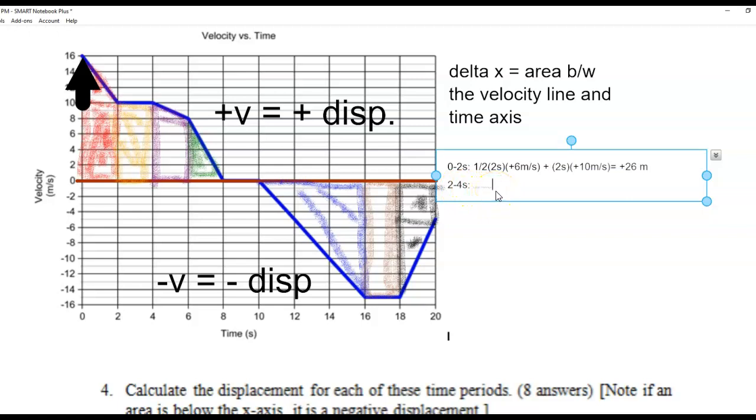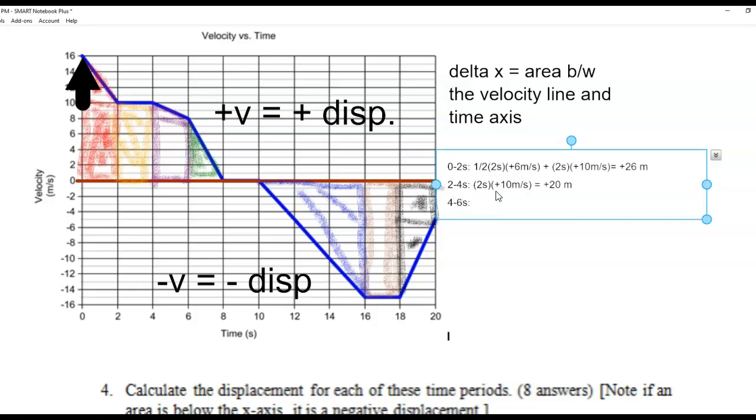Don't know why it's shrinking it so much. I'll type it up. So it's going to be 2 seconds by positive 10 meters per second. So that's just a positive 20 meters. So again, it gets kind of repetitive. The next one from 4 to 6 seconds.